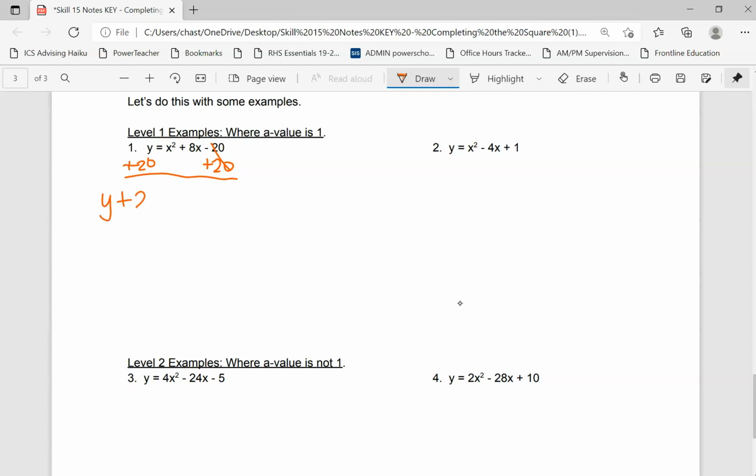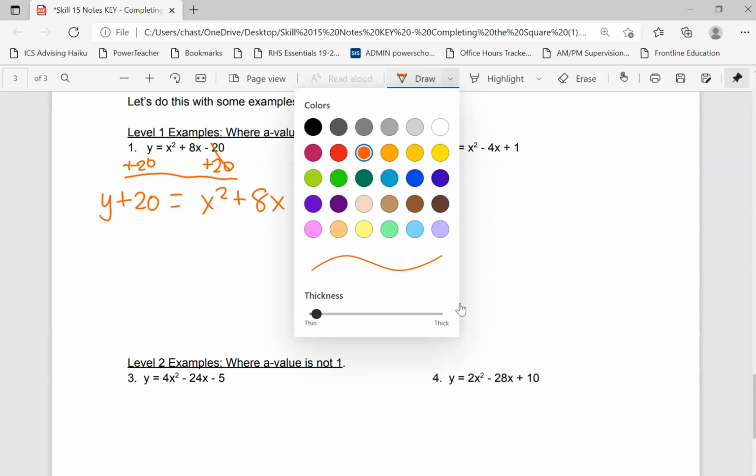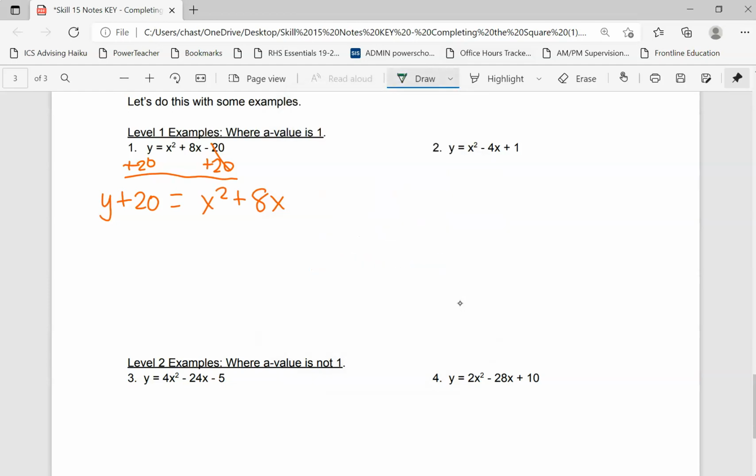So that gives us y plus 20 equals x squared plus 8x. Now what I need to do is find half of the b value. So half of 8 equals 4, and then I square that value. 4 squared gives me 16. So that 16, I'm going to add 16 to both sides of my equation. I'm doing it to both sides of the equation so I keep it balanced.